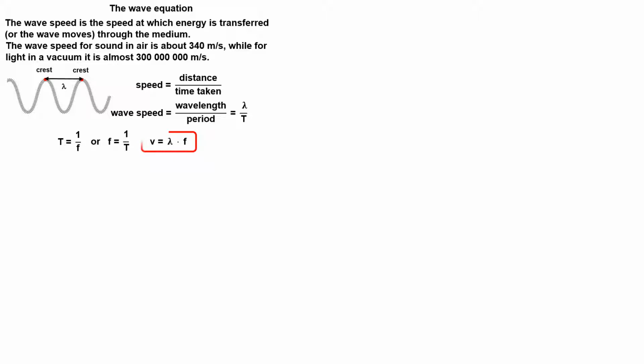Now let's see how it works. Example. A source takes 0.1 second to produce one wave. Calculate the frequency of the waves.